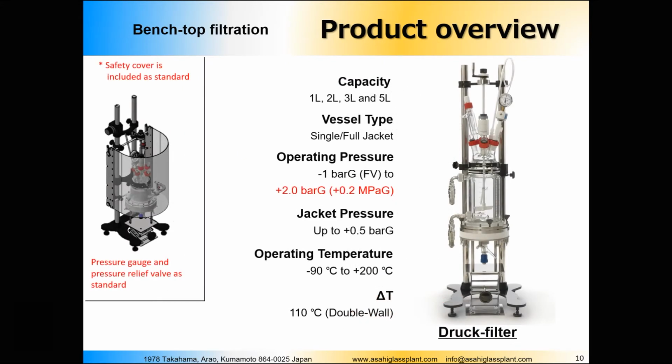Druck filter. The capacity of the Druck filter is the same. So we have models with a volume of 1, 2, 3 and 5 liters. There are two types of vessels. They are single-walled and jacketed vessels. So when you do not need to perform the filtration with cooling or heating, you can easily purchase the vessel without a jacket. Or when you need to do hot filtration or cold filtration, you will have to buy a full jacket vessel.